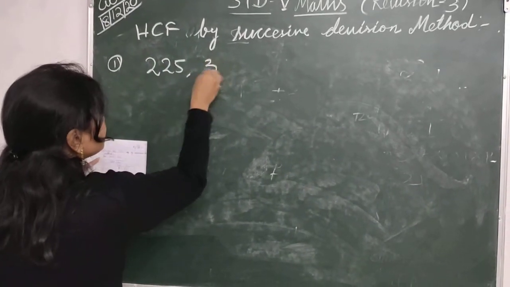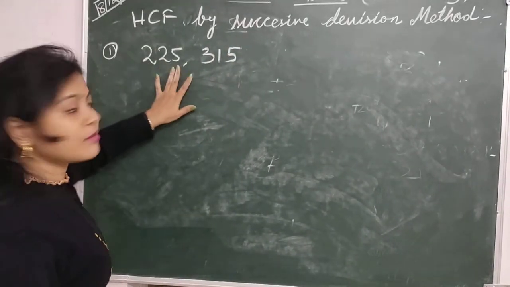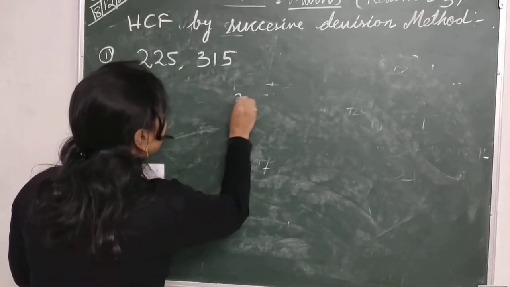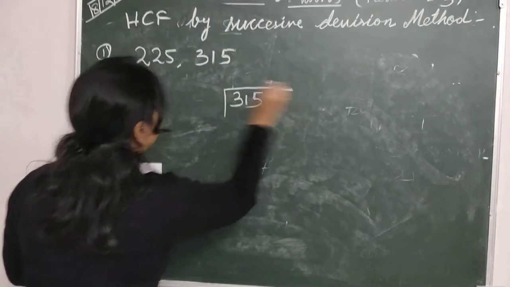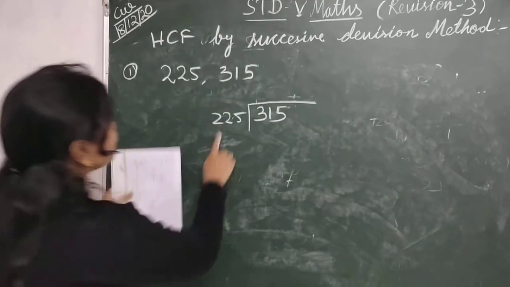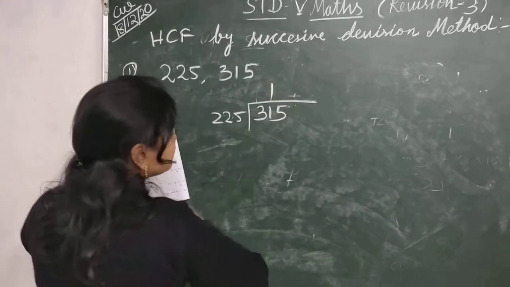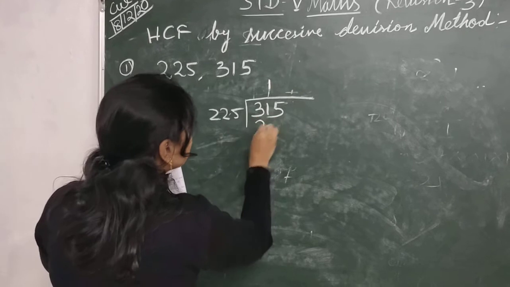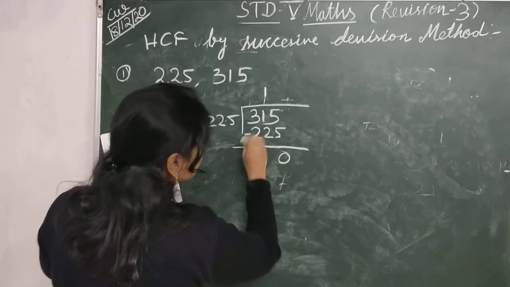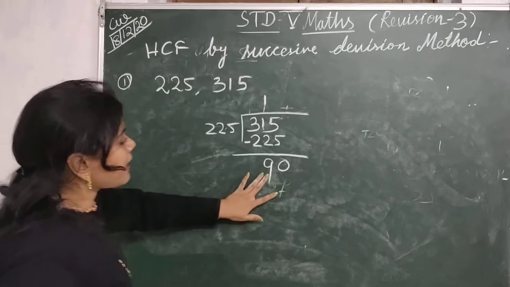225 and 315. We have to find out the HCF of 225 and 315. Children, here 315 is the larger number. So I am going to divide this larger number by the smaller number. Here 225. 1 is 225. Okay. So I am going to take 225 ones are 225. Then subtract it. 5 minus 0, 0. 11 minus 2 is 9. Okay. So here 9 is the remainder.